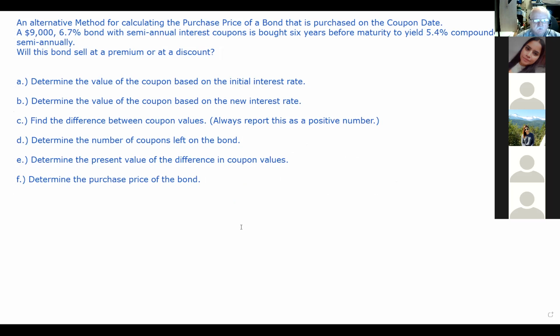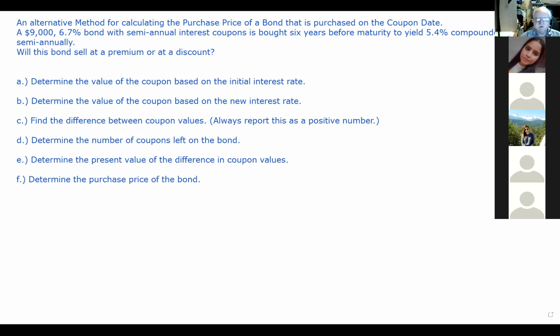It says, an alternative method for calculating the purchase price of a bond that is purchased on the coupon date: a $9,000 6.7% bond with semi-annual interest coupons is bought 6 years before maturity to yield 5.4% compounded semi-annually. So will this bond sell at a premium or at a discount?